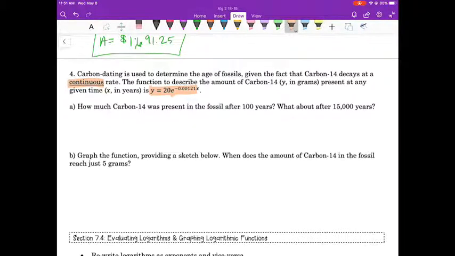0.00121x. And in part A, we want to know how much carbon-14 was present in the fossil after 100 years. Well, that's a value for x that we can plug in. So we just plug it straight into our equation, y equals 20e to the negative 0.00121 times 100. And again, we make our calculator do the heavy lifting on this. We plug everything in exactly how we see it, and we get 17.721-ish grams. So after 100 years, we're still looking at over 17 grams left.